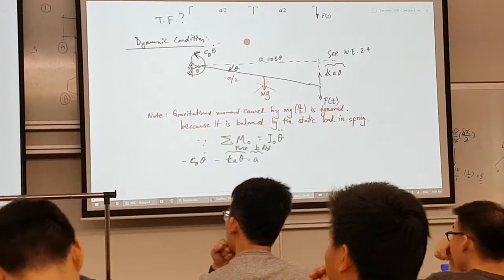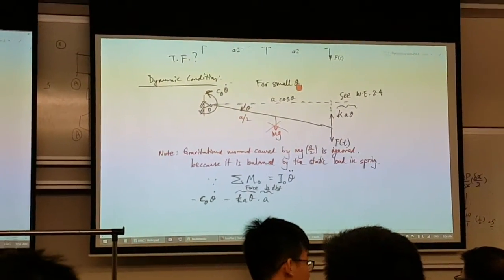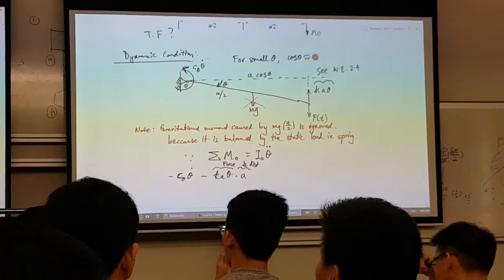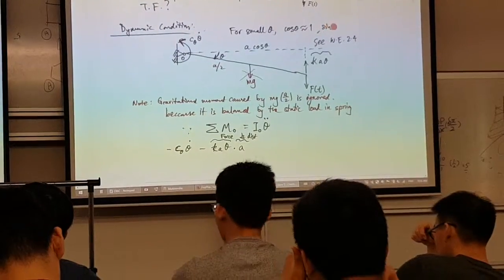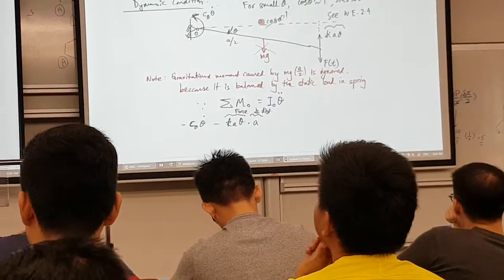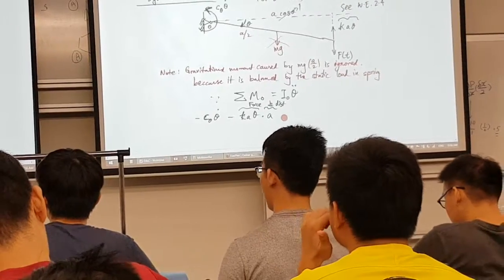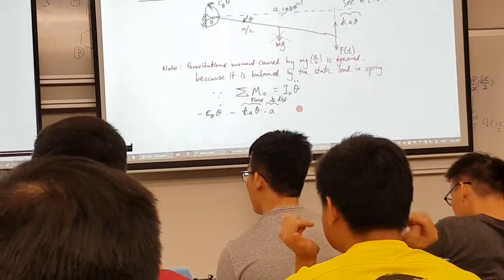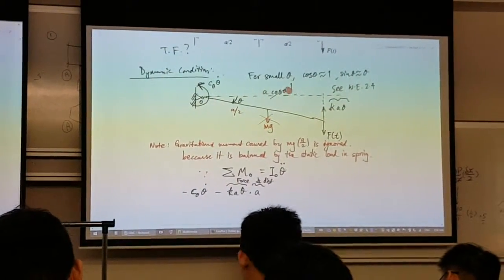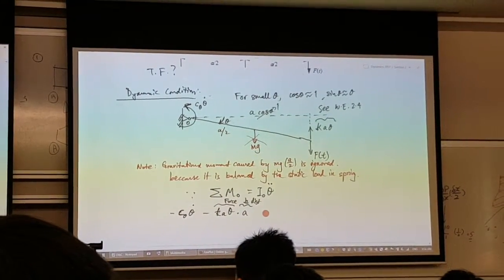Actually, you're right, but we are looking at the case for small angle theta. And if it's for small angle theta, cosine theta will be approximately 1. Sine theta will be approximately theta. So in this case, it's 1, that's why it's over here. So I didn't even write down cosine theta. So you can see now a lot of things have been increasingly simplified.